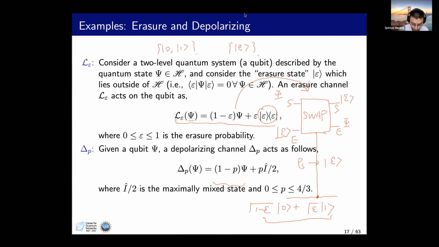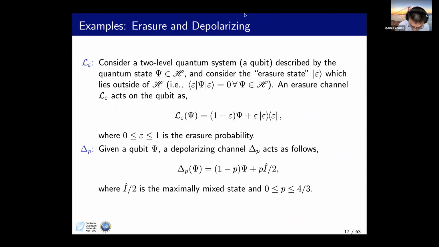All right, let me clear this drawing. And for the depolarizing channel, you can also work out the purification. It's a bit more involved, so we're not going to cover it, but you can think about it.